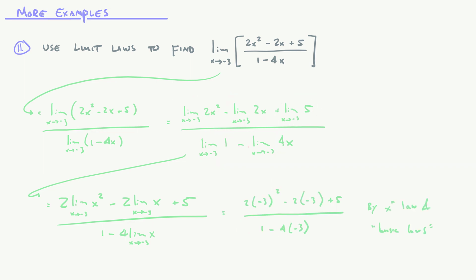At this point, there are some more basic laws at play, namely that this piece and this piece just get to become negative 3, and then this piece gets to be negative 3 squared, and that's an x to the n law. So we get 18 plus 6 plus 5 divided by 1 plus 12, which is the same as 29/13, and we are done.